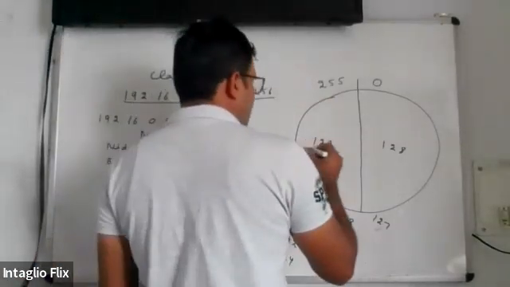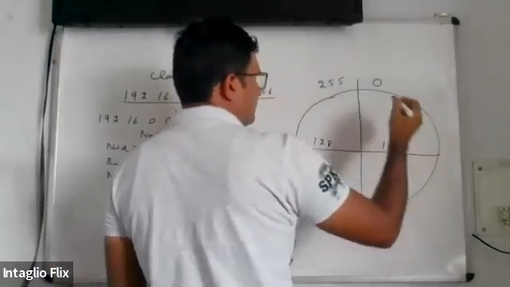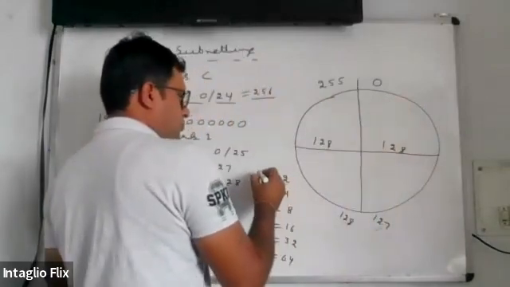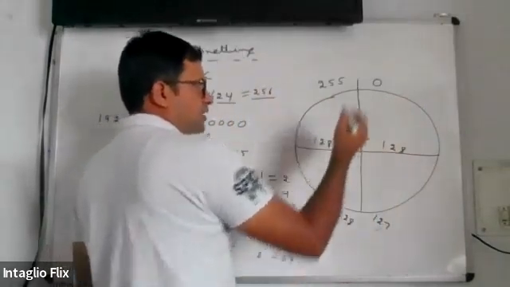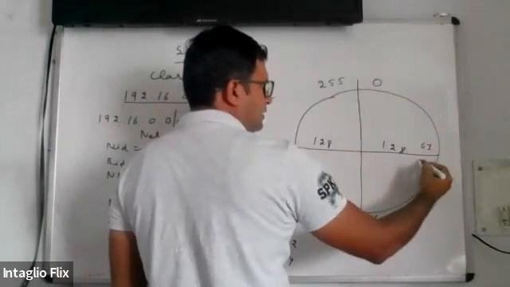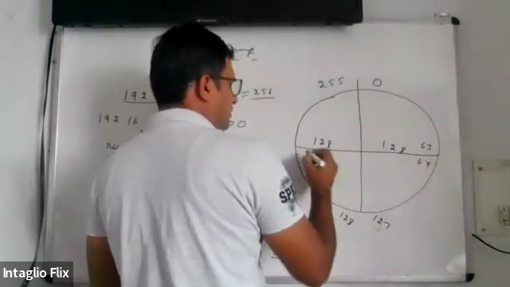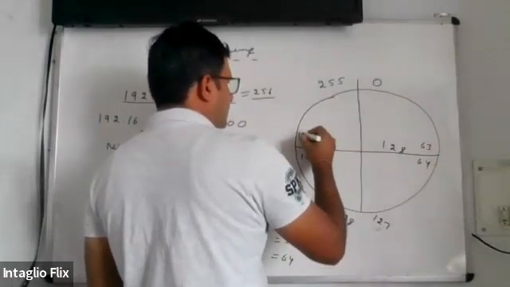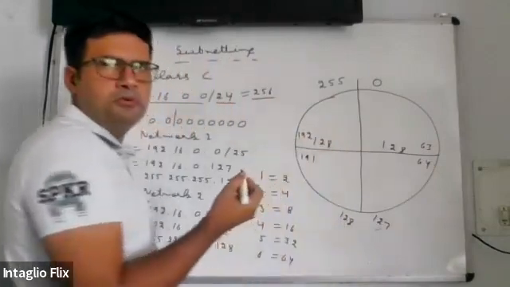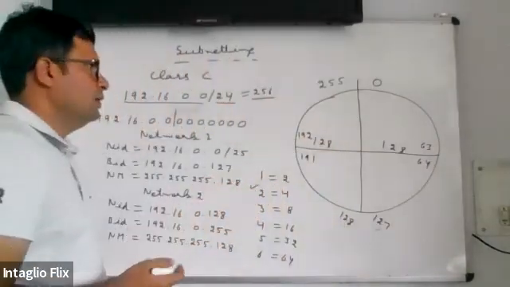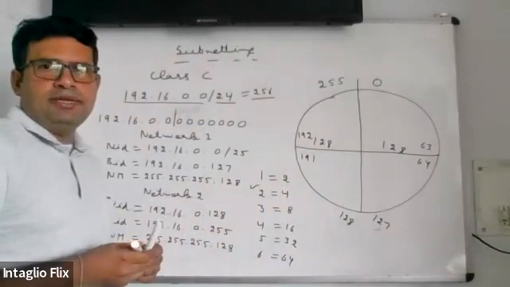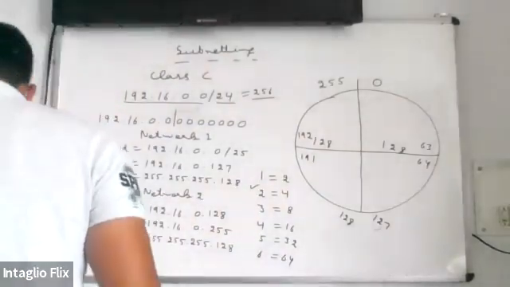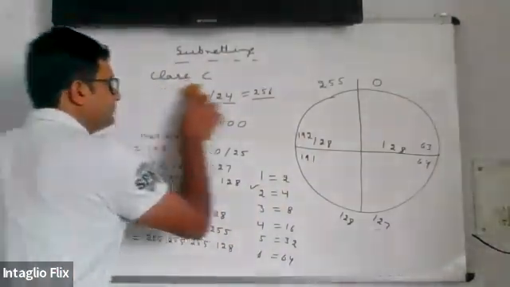So in this particular case, you can see that if I borrow 2 bits, the 4 parts will be 0 to 63, 64 to 127, 128 to 191, and 192 to 255, right? So this is about class C subnetting. Now let's see class B subnetting.